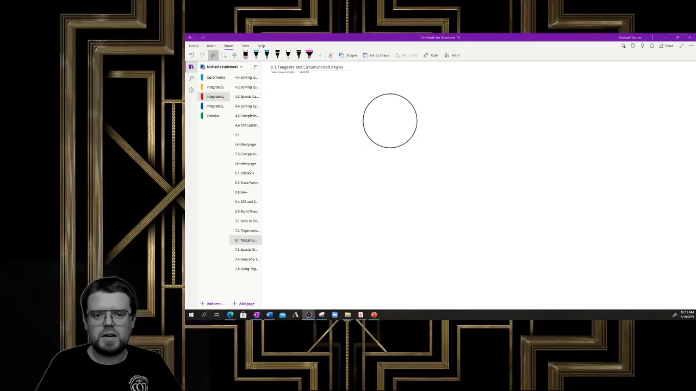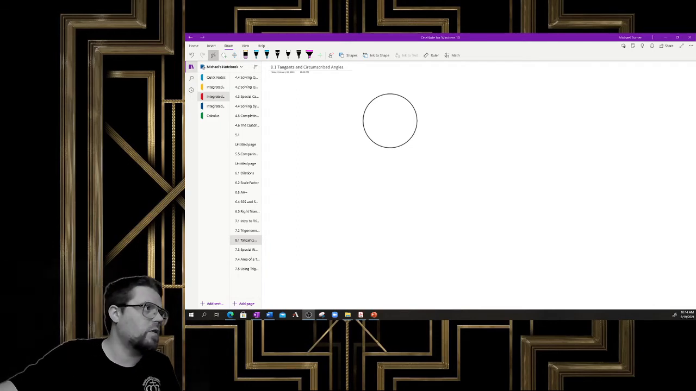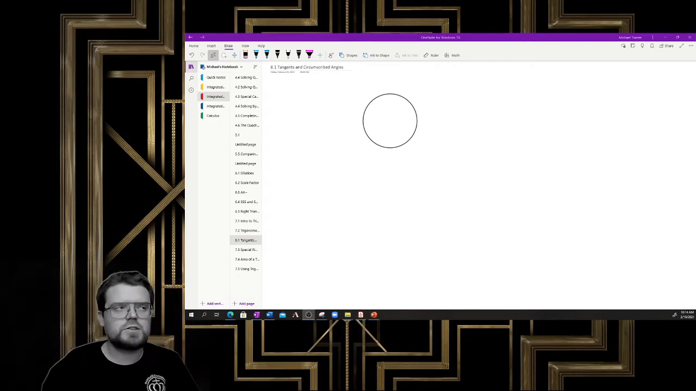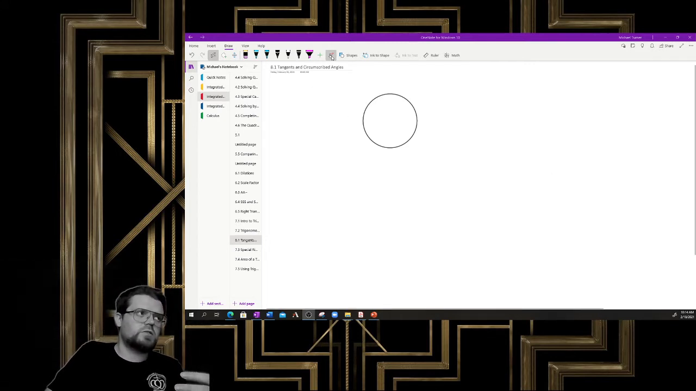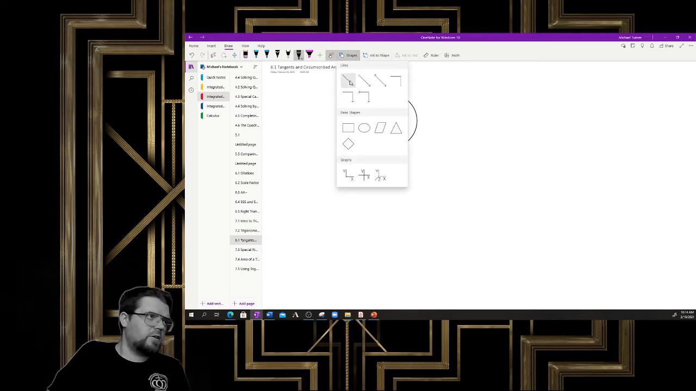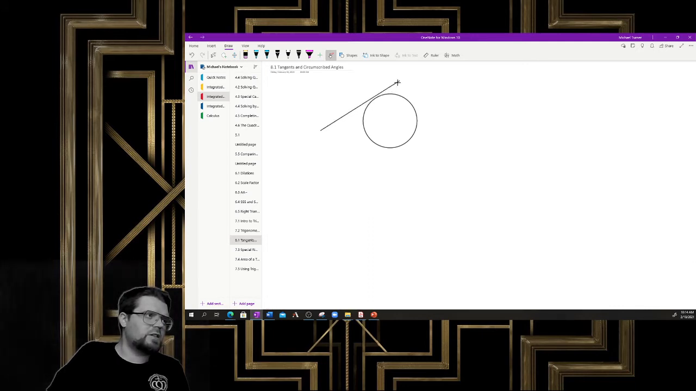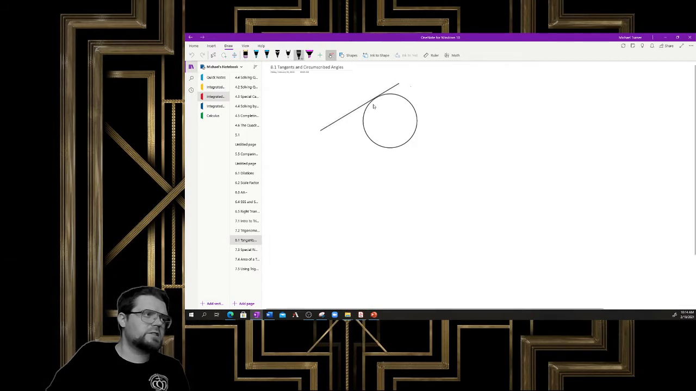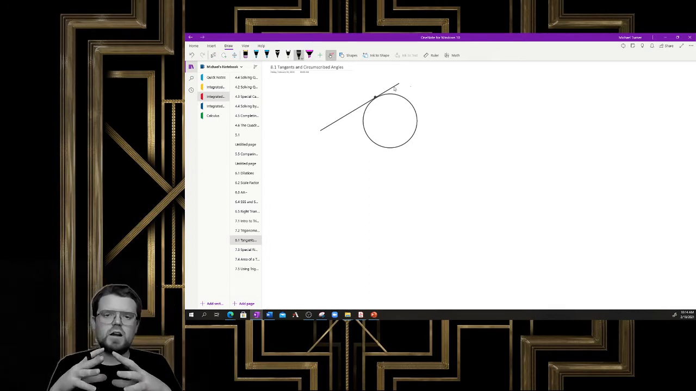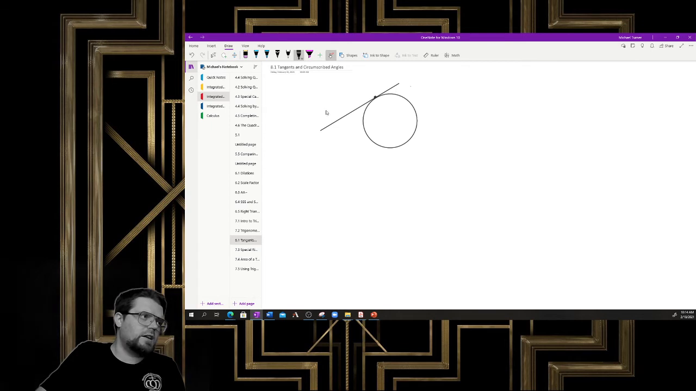Obviously the title of the lesson is Tangents and Circumscribed Angles, so we're looking at circles. In this whole section, we're going to be dealing with circles. Specifically in 8.1, a tangent line, which will come up in several places, is a line that intersects our circle at exactly one point. Right here, it's kind of hard to see, but your tangent line is only intersecting your circle at one point. That's the definition of a tangent line.